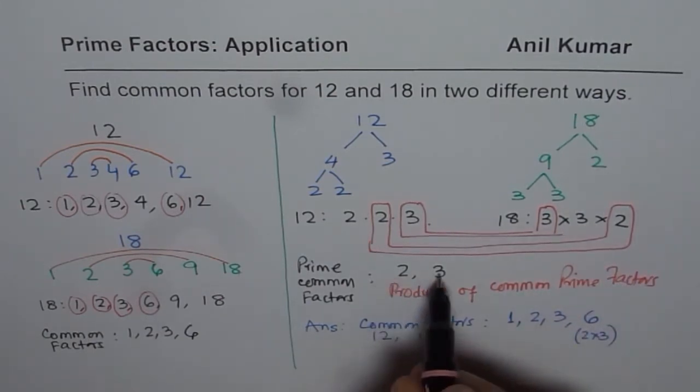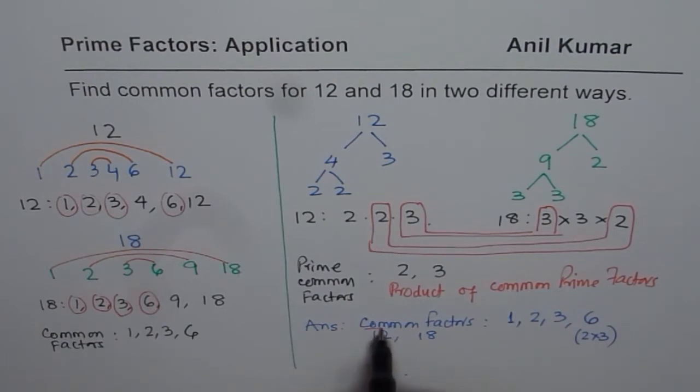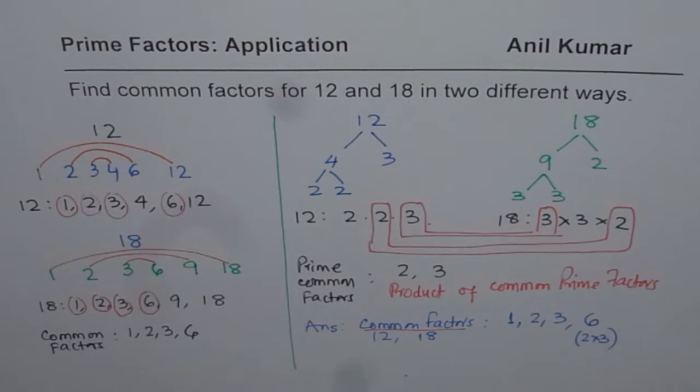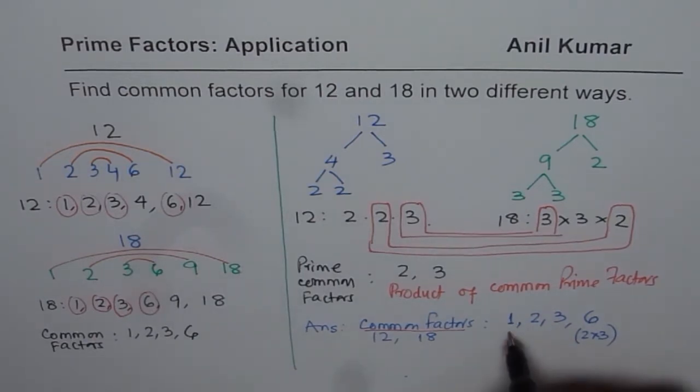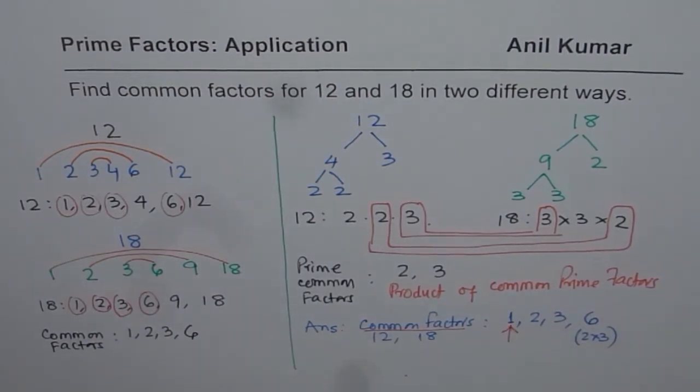So when you multiply prime factors, you get other common factors, and that is the technique by which you can get all the common factors from prime factorization also. Don't forget to include 1, correct? That is essential. I hope with this you understand how we can find common factors using different techniques.